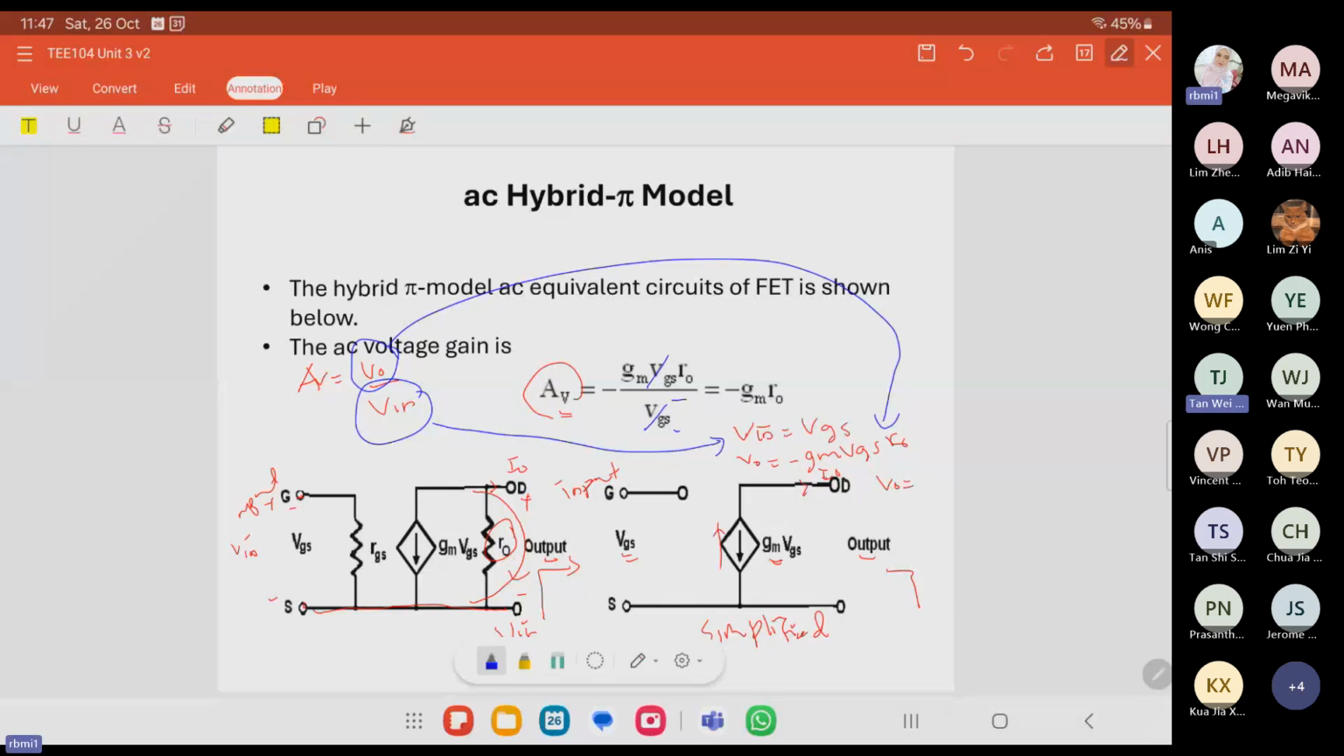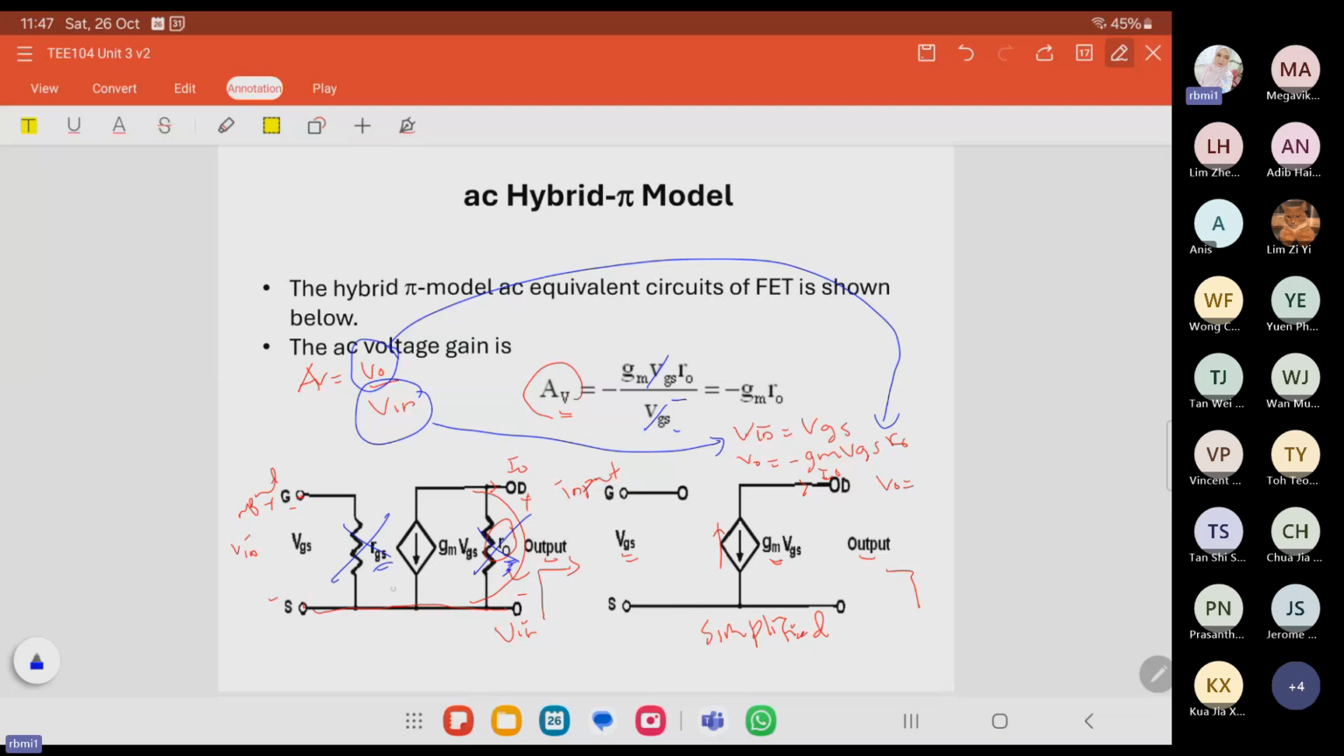The RGS in this circuit is the gate source resistance, and R naught is the output impedance. If RGS is assumed to be infinitely large and R naught is large enough to be neglected, these two are considered open circuit. That is why in the simplified version of the circuit, there is no RGS and also no R naught.